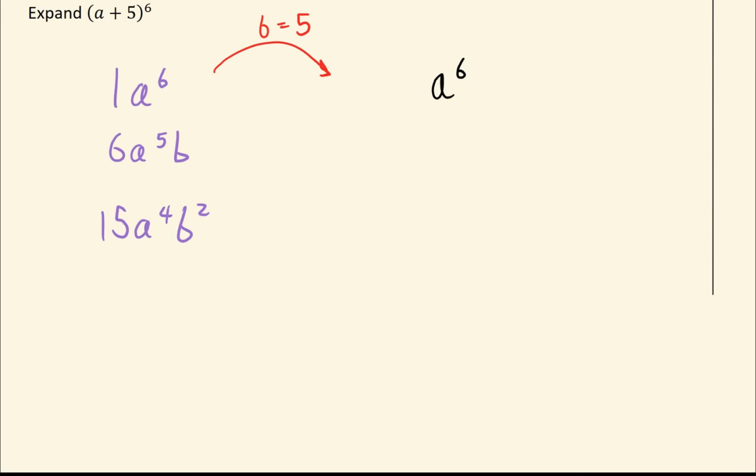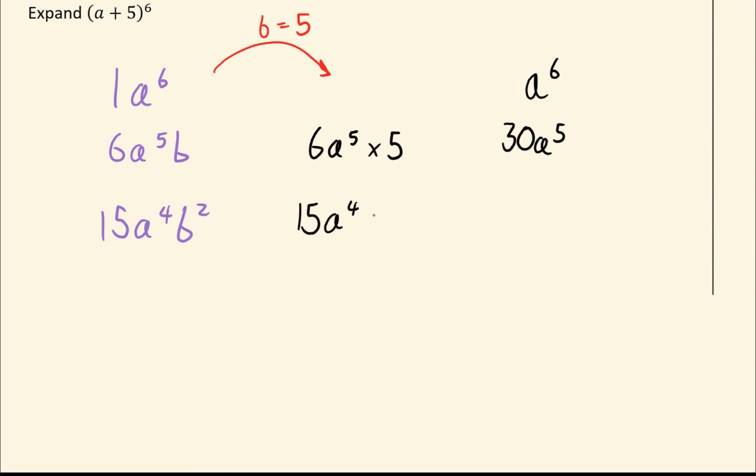I've then got 6a to the 5 b. So that is going to be 6a to the 5 times 5, because b is now 5. We do 6 times 5, which gives us 30, so it is 30a to the 5. We can do the same thing here. We've now got 15a to the 4, and rather than times b squared, we've now got times 5 squared. So we do 15 times 25, which I'm afraid I can't do in my head. That is 375. So we then have 375a to the 4.